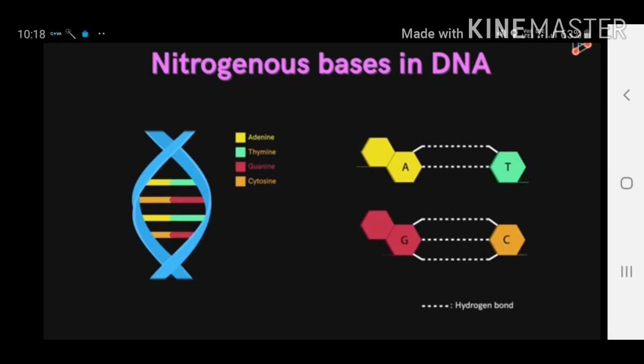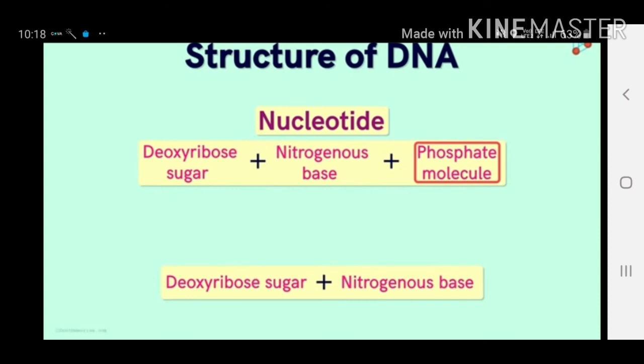So the complete structure forms a ladder-shaped structure. The backbone is made up of sugar and phosphate molecules, and internally with the sugar molecules, these nitrogenous bases are joined with the hydrogen bonds. So this complete structure, that is sugar molecule plus nitrogenous base plus phosphate molecule, this group forms a nucleotide. This is a single nucleotide, and the structure of DNA is made up of a number of nucleotides. The strands consist of a number of nucleotides.